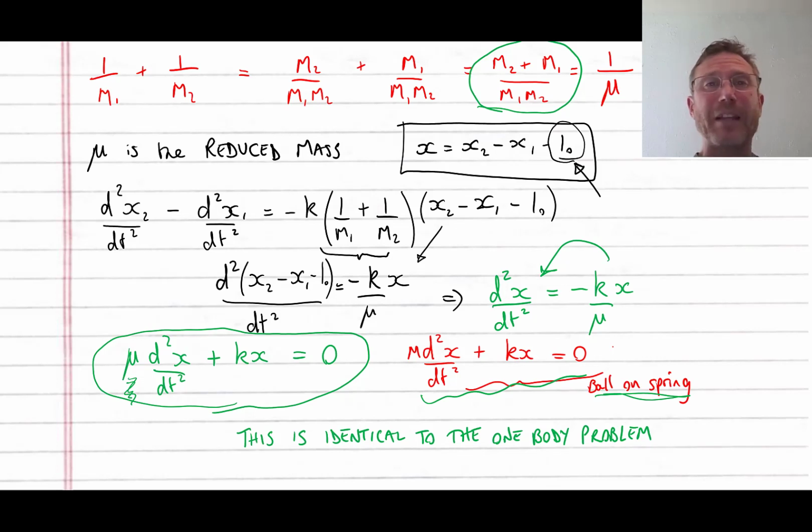So that's it for this particular lecture. We've spent the whole lecture talking about the classical mechanics behind a ball on a spring. We've said that it's the same as a diatomic molecule, and now we're going to move forward and think about how that translates into a quantum mechanical problem.